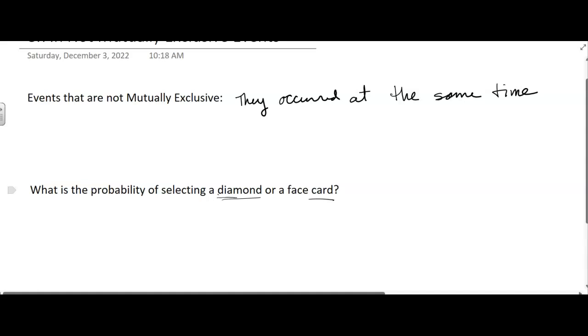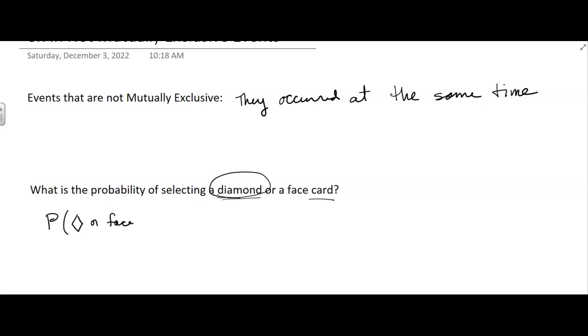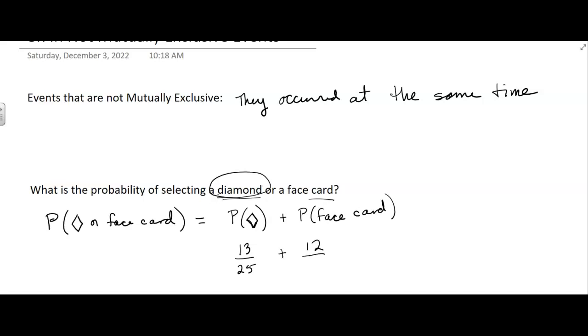So you can say, well, what's the odds of getting a diamond? Well, we know the probability of getting a diamond. So we're figuring the probability of getting a diamond or a face card. So you can figure out the probability of getting a diamond. That's a diamond. There are 13 diamonds in the deck out of 52. And then you can figure out the probability of getting a face card. We know how many face cards are in the deck. There's 3 for each suit, 4 suits, so there's 12 out of 52.